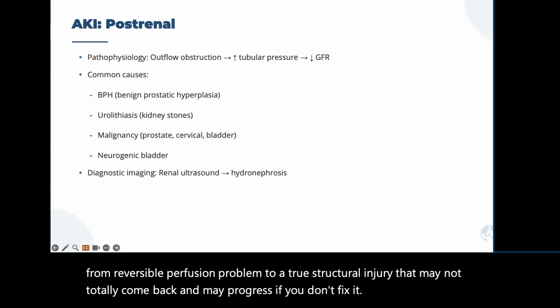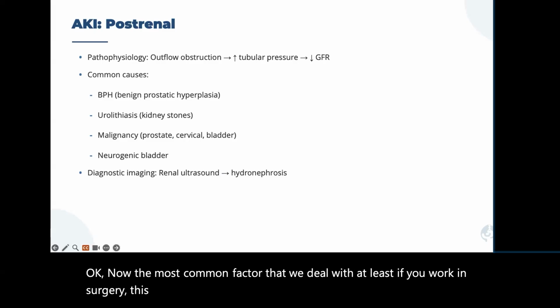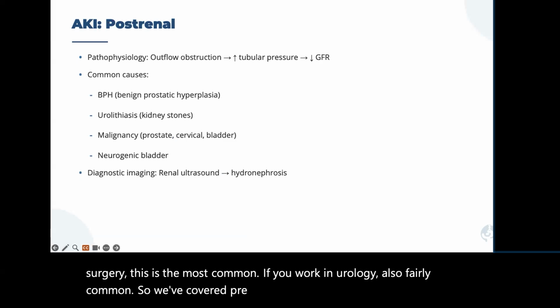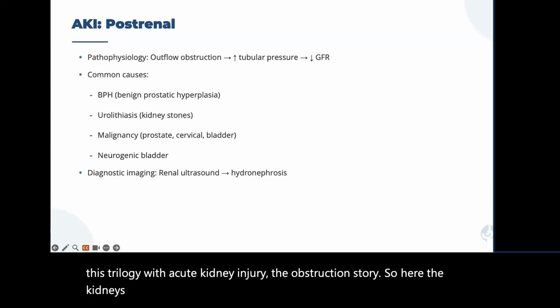Okay, now the most common factor that we deal with, at least if you work in surgery, this is the most common. If you work in urology, also fairly common. So we've covered prerenal and intrinsic causes. Now let's finish this trilogy with acute kidney injury, the obstruction story. So here, the kidneys are structurally intact and perfused, but urine cannot exit.